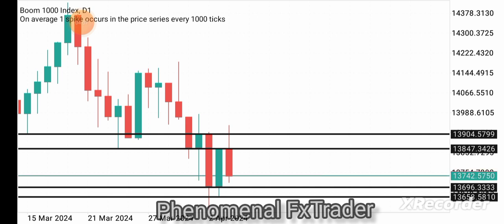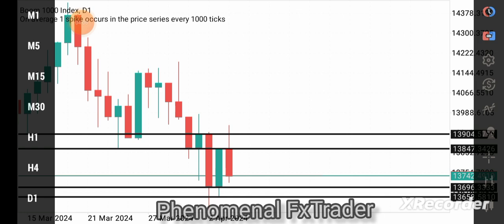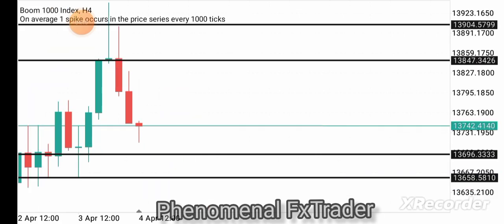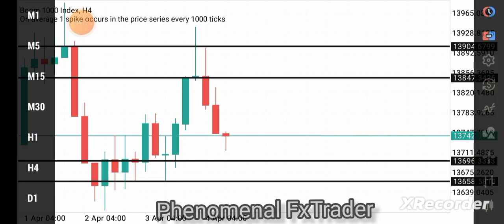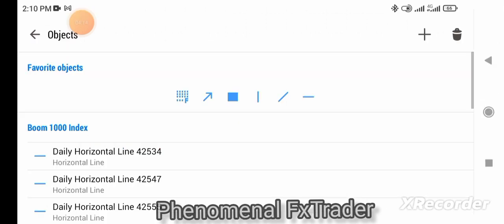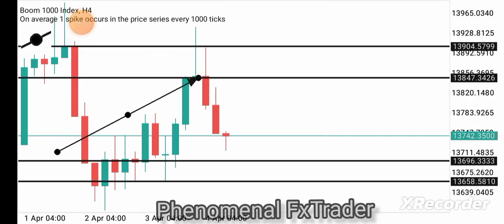After marking out all these levels, the next thing I will do is go down to the 15 minutes time frame. Although even if you go down to the 4 minutes time frame, you can also see that after this candlestick was formed, the market had to go up and react. You can see the movement.